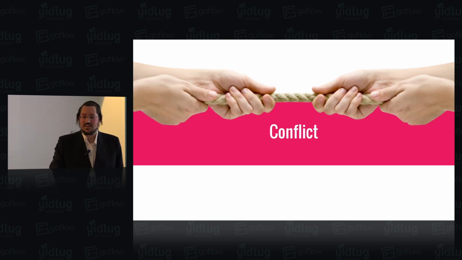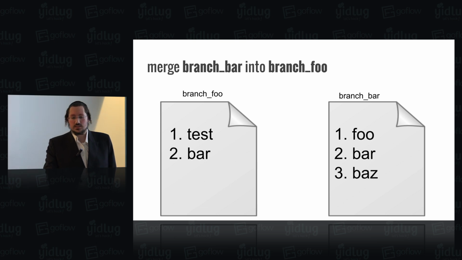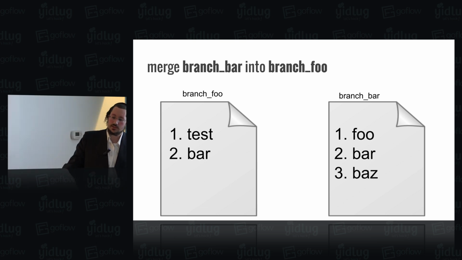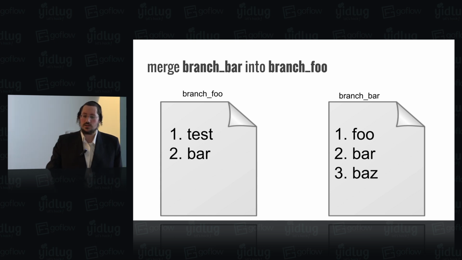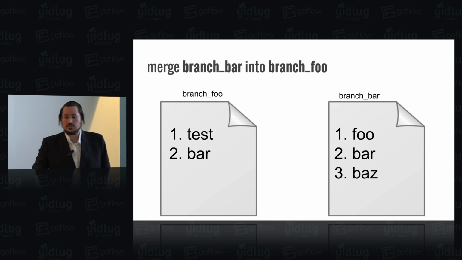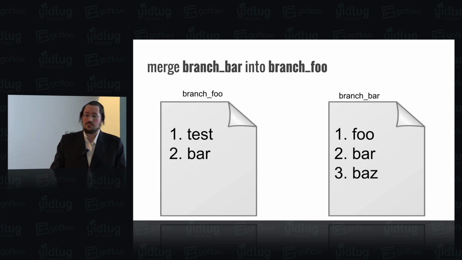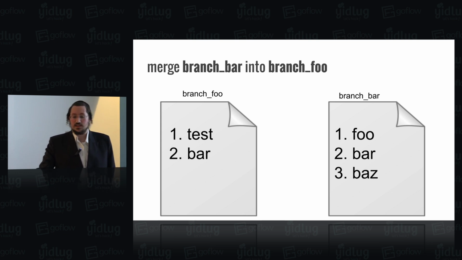Okay, conflict. Let's start with a simple file. There's a branch foo and a branch bar. Branch foo has test and one line, bar the other line. Then branch bar has foo and bar, and buzz. So merge bar into foo. What shall Git do? Is buzz a new line, or maybe buzz was removed in foo? Is test a new thing in foo, or was it removed in bar? There are a lot of scenarios that can happen.